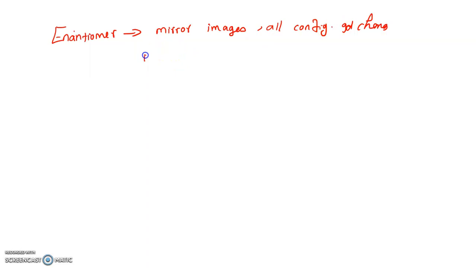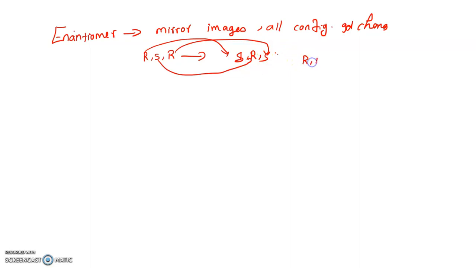So if a compound has configuration R, S, R, and it is changed to S, R, S, that is, R is changed to S, S is changed to R, R is changed to S, we can call it an enantiomer. If a compound has R configuration and it is changed to S, all the configurations are changed. Such compounds are known as enantiomers.